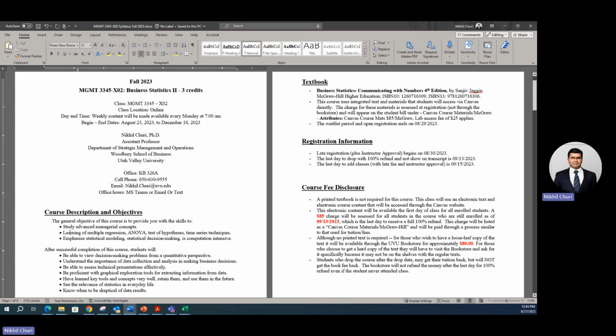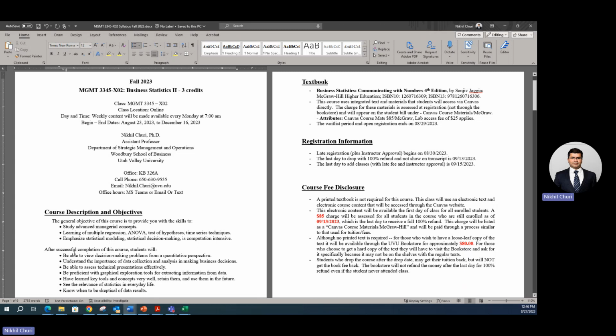Another key objective is about learning multiple regression, ANOVA, tests of hypothesis, time series techniques and so on. The key takeaway from this class will be regression, which is very, very important. Regression is nothing but more of a forecasting, predictive model. We'll be learning a lot about them in a few weeks. Another key learning experience will be ANOVA, analysis of variance. We'll be talking more about it as we go.